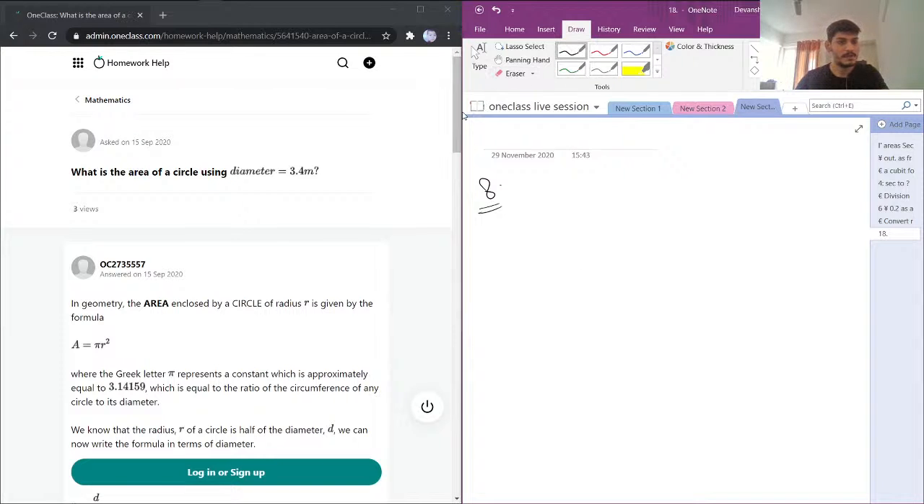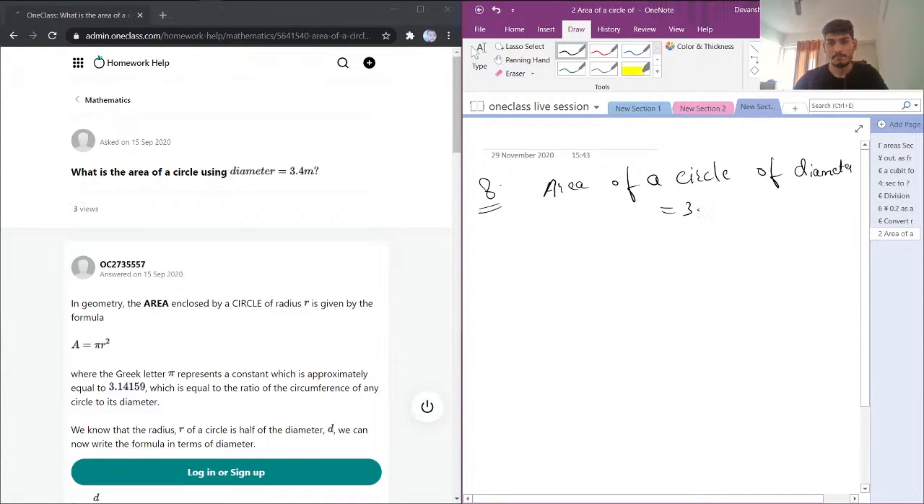So question number 8 is, what is the area of a circle using diameter 3.4 meter? So area of a circle of diameter equal to 3.4 meter.